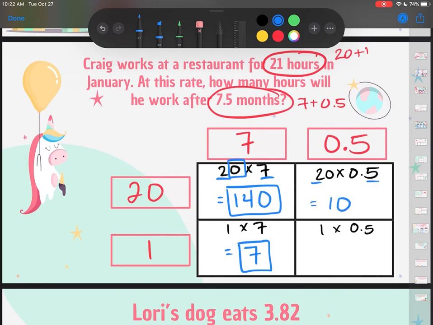So now 20 times 0.5, I'm going to do 2 times 5, which is 10, plus the 0 I didn't use, so that's 100. But then I had one number to the right of my decimal, so this goes over 1. So I end up with 10.0. And then 1 times 5/10, well, 1 times anything stays the same, so my answer is just 5/10. And now I'm ready to add up all of my numbers.